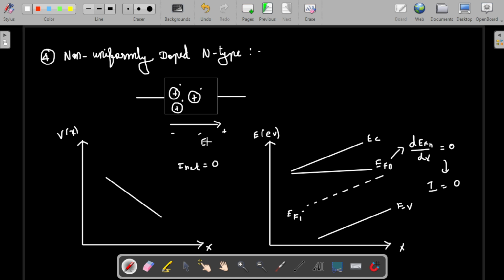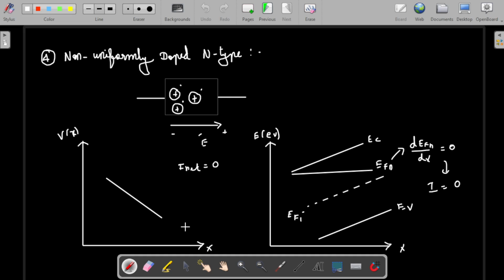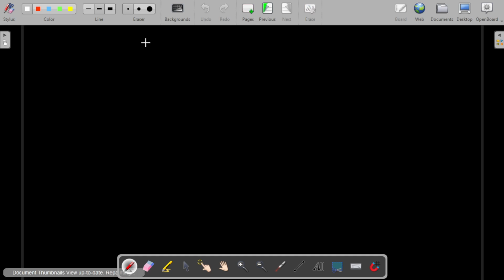So if there is an external potential, then the previous class we saw, right? So similar to this only, there will be observation. Even the slope will be steeper. So that's what the change is. So I hope it's understood for the N-type. So let's start with the P-type.